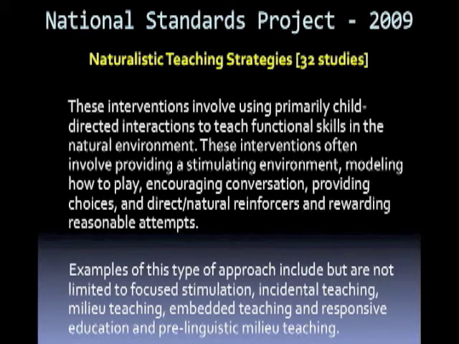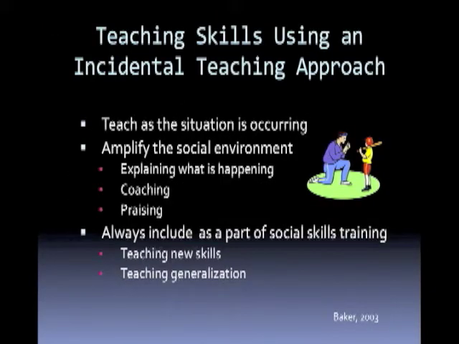Now, this is an example. One of the strategies that is proven effective by the National Standards Project is naturalistic teaching. And so you can see here what they looked at. They looked at 32 different studies. They looked at really setting a clear definition of what is involved in naturalistic teaching strategies. And then they give different kinds of examples like incidental teaching. And so they do this for each area.